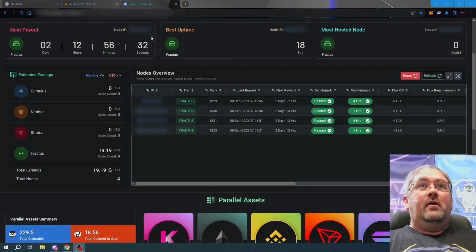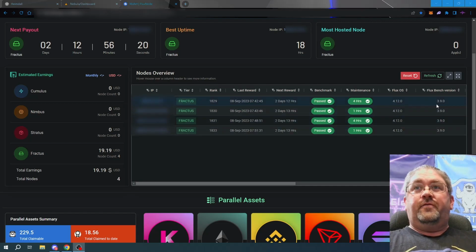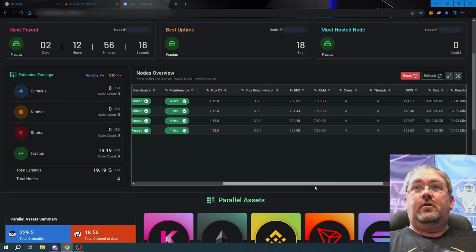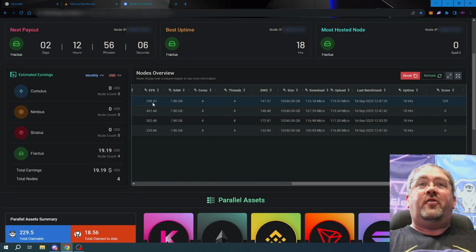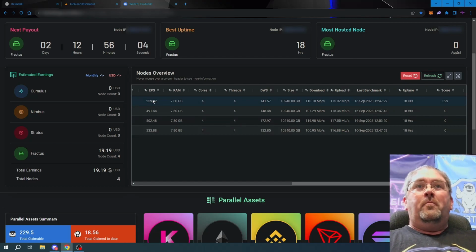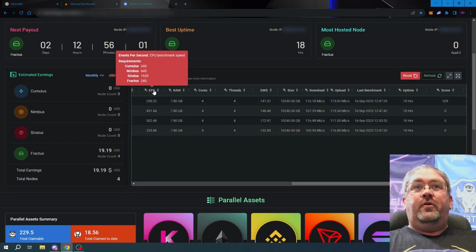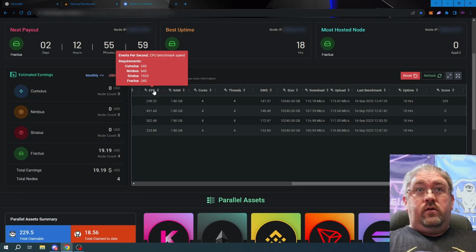If you look at my Fluxnode page right here, you can see I got four of them running right now. They've all passed. They just tested. You can see the FluxOS version and the bench version. Now, if I scroll over, what we're really looking at is the EPS numbers, because that's how strong you can use your CPU, basically. It's executions per second. Minimum for Cumulus or Fractus is 240.